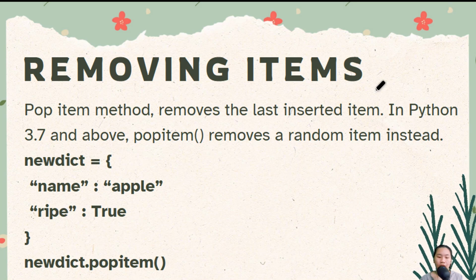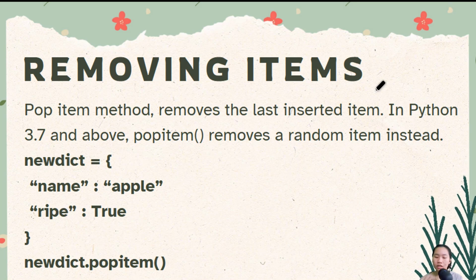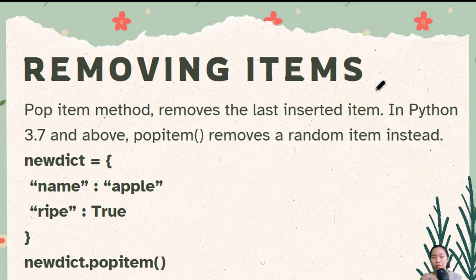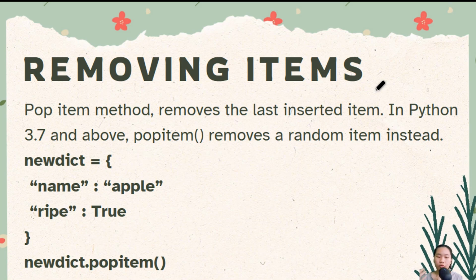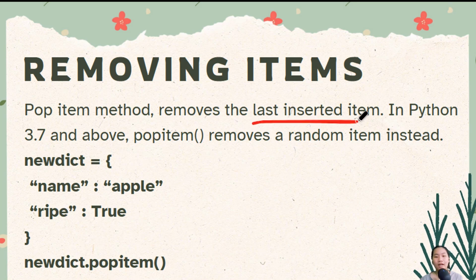All right. Now with new dictionary dot popitem, which key value pair, my bad, will it remove? Will it remove the name, or will it remove the ripe? It will remove the ripe, okay, because it removes the last inserted item.